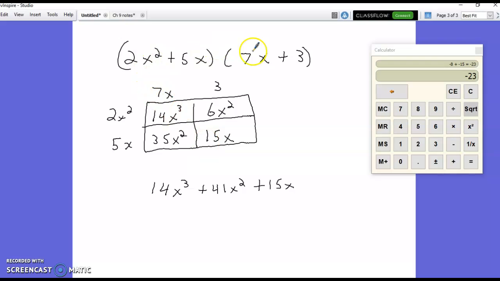So you can see it doesn't matter if it's a binomial times a binomial. We're setting up a 4 by 4. Make sure your signs are correct, though, as far as pluses and minuses. And then we look for putting it in standard form, which we have covered already.